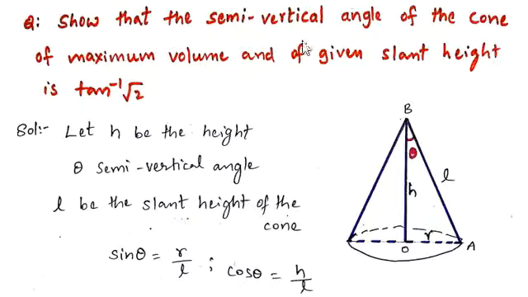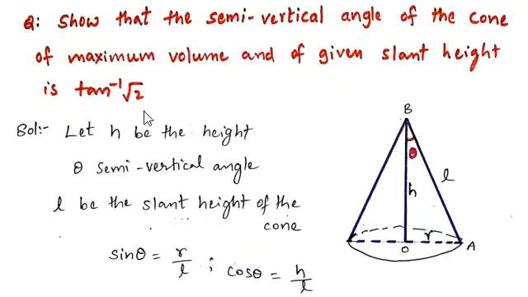Show that the semi-vertical angle of the cone of maximum volume and of given slant height is tan inverse of root 2. So here we have to show a cone for which semi-vertical angle theta is tan inverse root 2 for maximum volume of the cone and for given slant height.